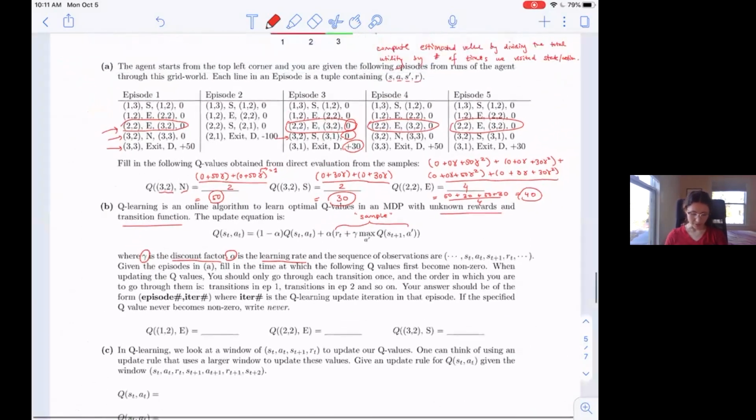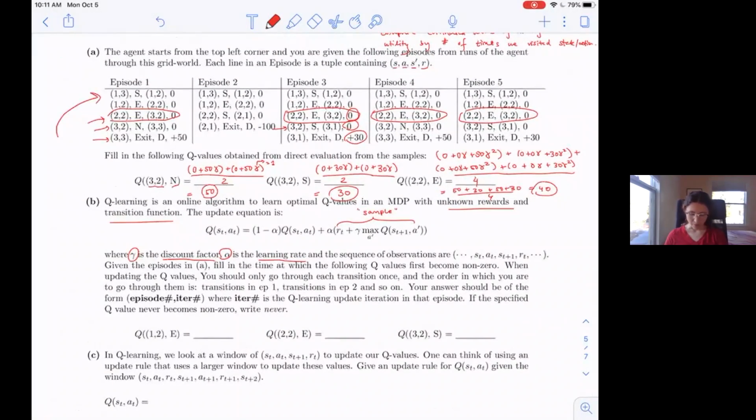Given the episodes that we've seen here in part A, we want to fill in the time at which the following Q values first become non-zero. Let's pause for a second. Why would they be equal to 0? It's because Q values are always initialized to 0 at the very beginning before we've gotten any evidence from our samples. And then we're going to make them non-zero through this update by observing some sequence of observations of these state action pairs. So we're trying to figure out the first time when the Q value becomes non-zero. That means we've actually done some non-trivial update to our Q function after observing some relevant information.